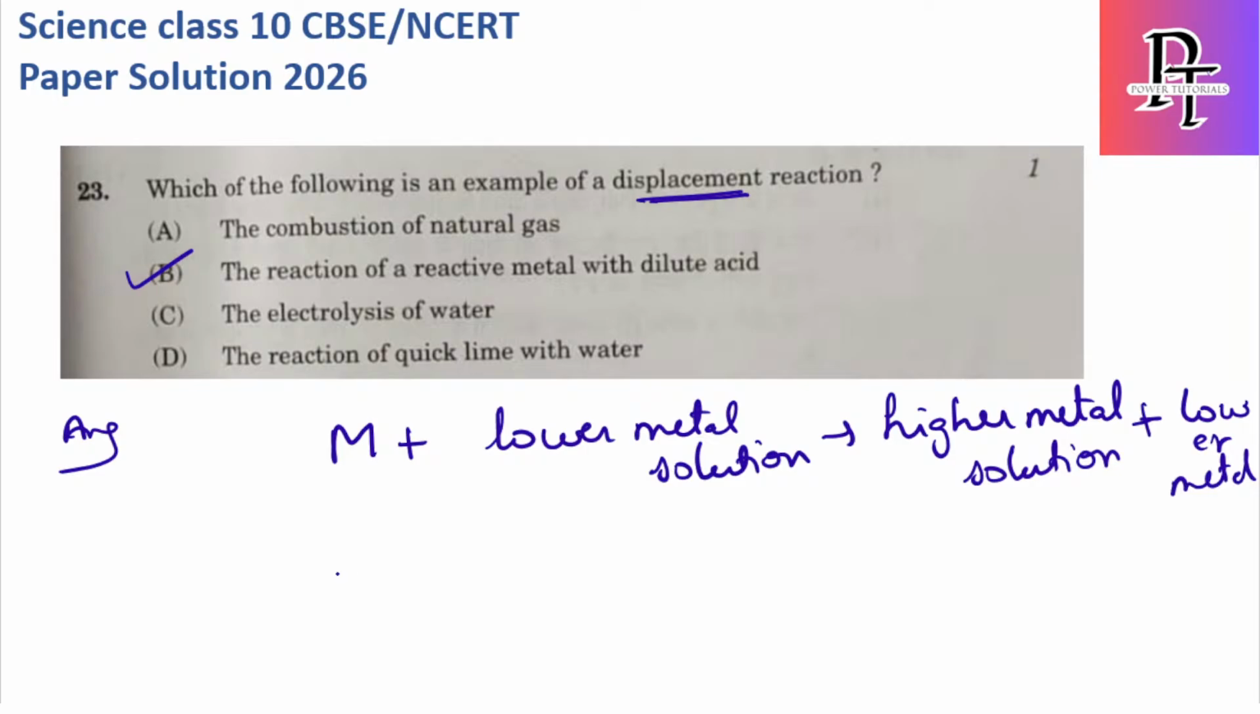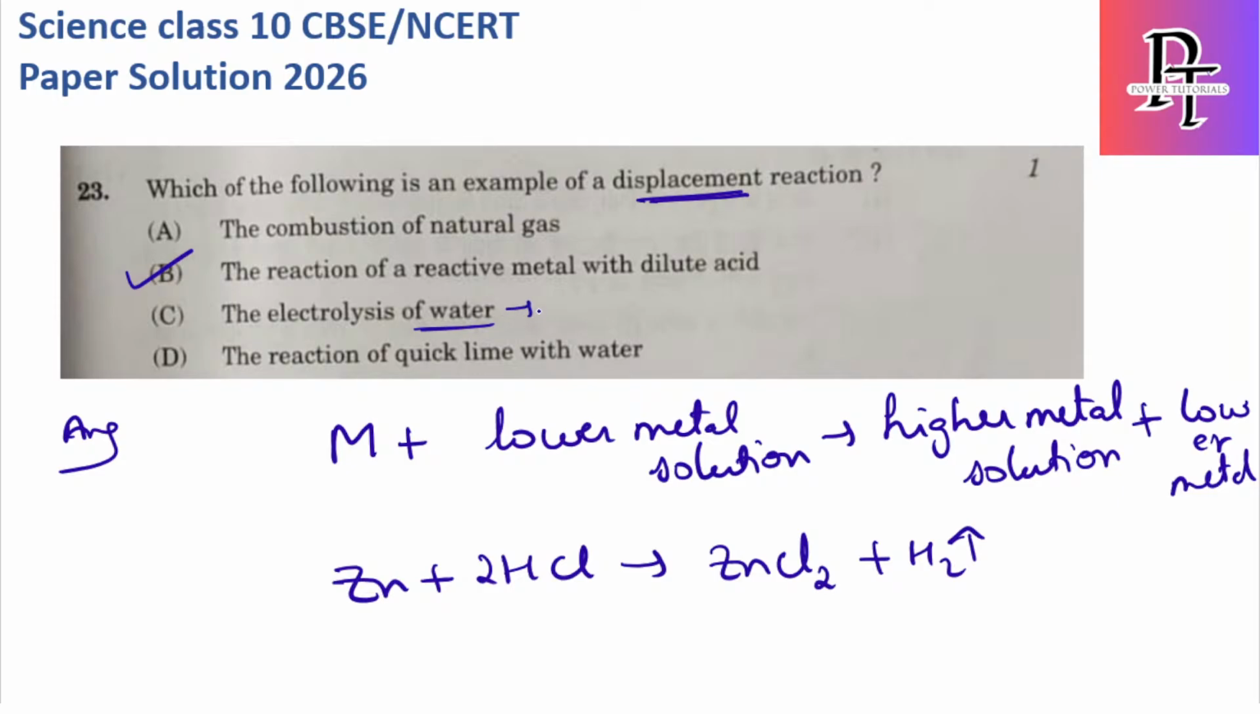For example, if I take zinc plus dilute acid, say HCl, zinc is more reactive than hydrogen. So what will happen? It displaces hydrogen and removes it out. Let's balance it. The metal with dilute HCl, this metal is more reactive than hydrogen, so ZnCl2 will be formed and it will remove the hydrogen. Electrolysis of water is a decomposition reaction where 2H2O breaks into 2H2 and O2.